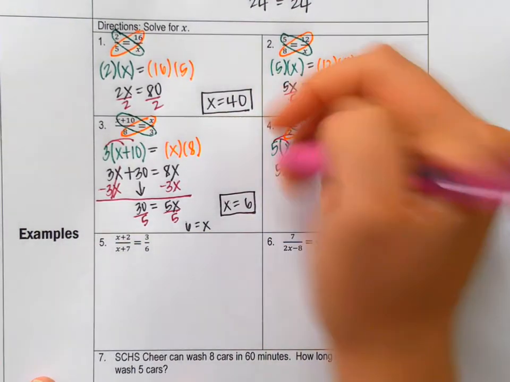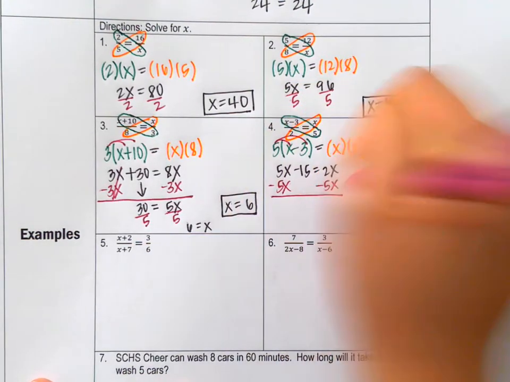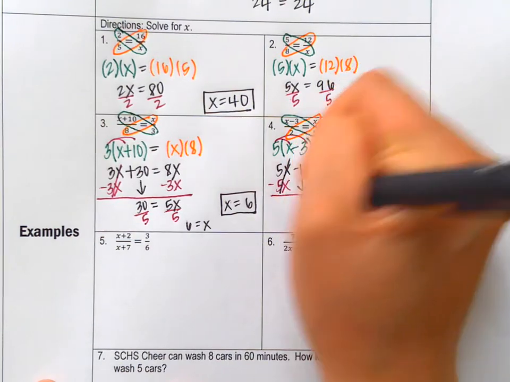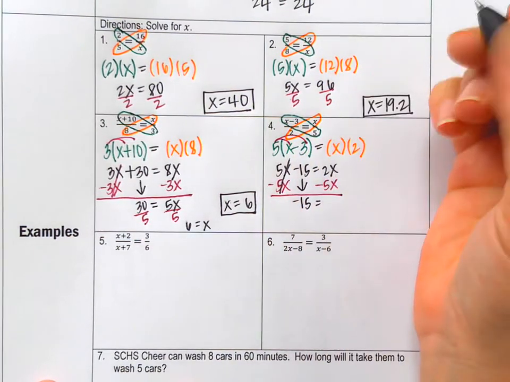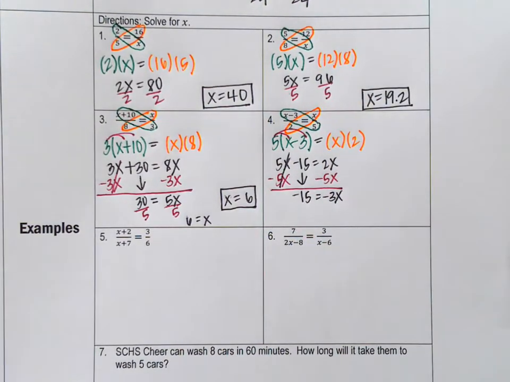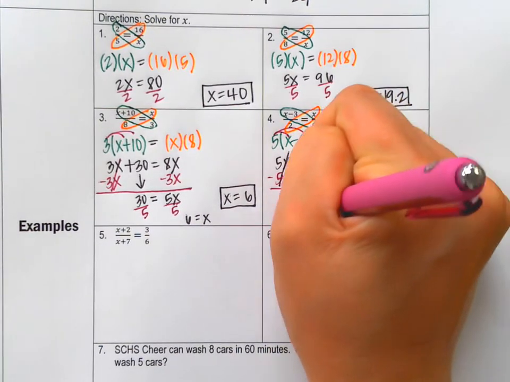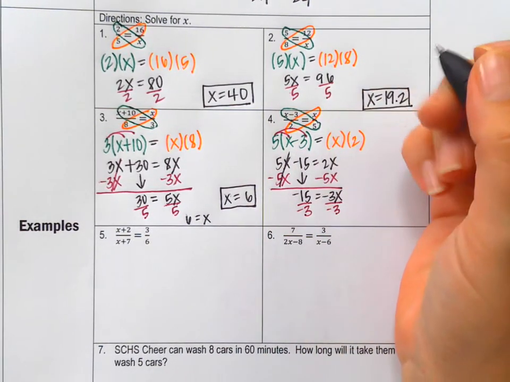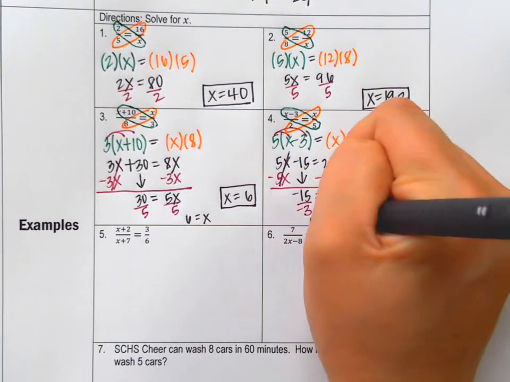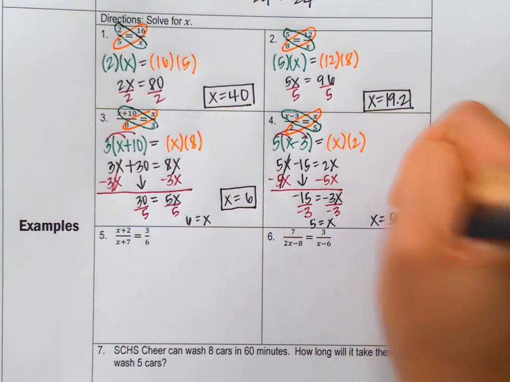So I'm going to move my variables to the right side. So this is a positive 5x. So I'm going to subtract 5x from both sides. 5x minus 5x cancels. Negative 15, 2x minus 5x is negative 3x. And then our last step to get x all by itself, we divide both sides by negative 3. Negative 15 divided by negative 3 is 5. And negative 3 divided by negative 3 is 1x. And then 5 equals x, x equals 5.